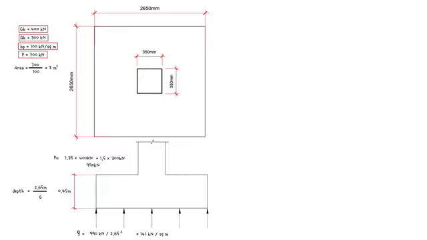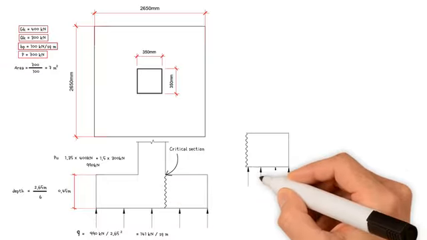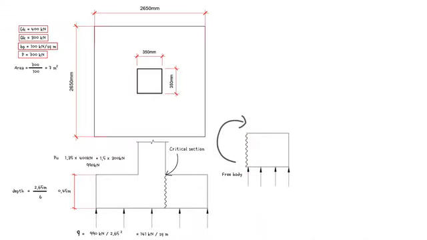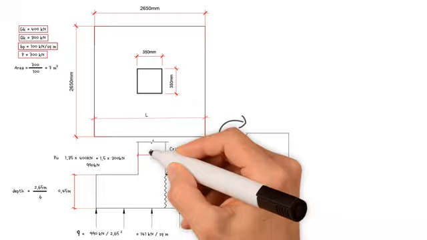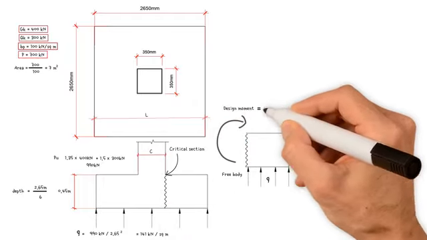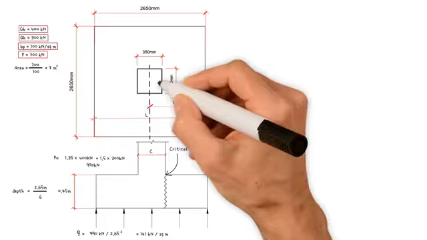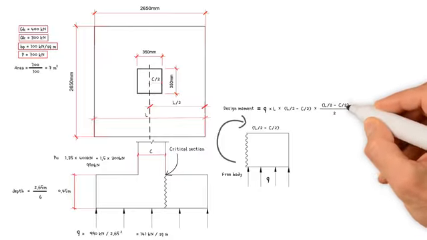If the pad is uniform in thickness, the self-weight can be ignored because it does not cause bending. The critical section for bending is assumed to occur at the face of the column. The required design moment must put the free body into moment equilibrium. Therefore, for a square pad with planned dimensions of length L supporting a square column of width C, the design moment is equal to the ground pressure, multiplied by the length, multiplied by half the length minus half the column width, multiplied by half the length minus half the column width.